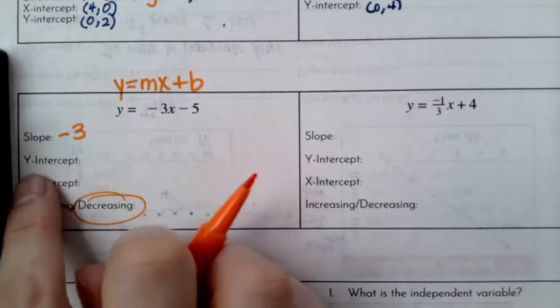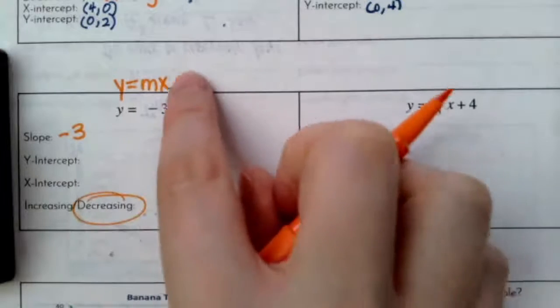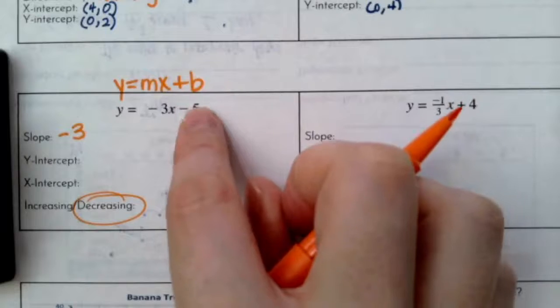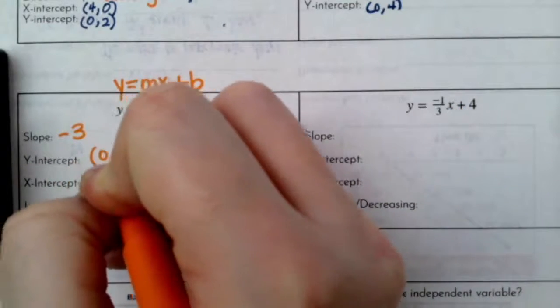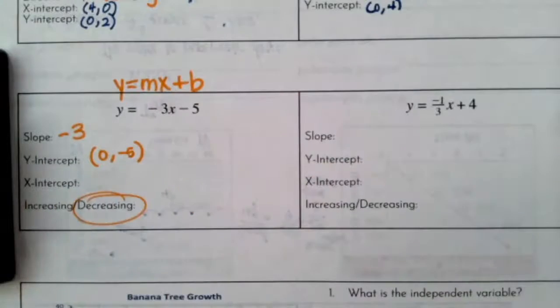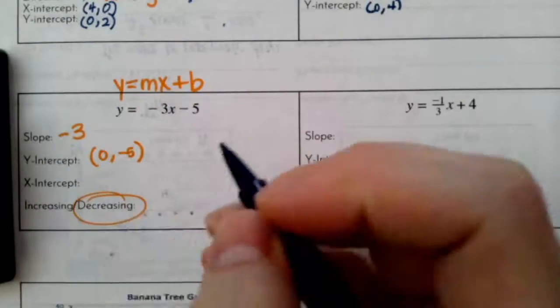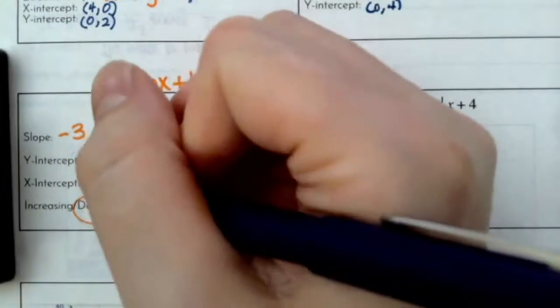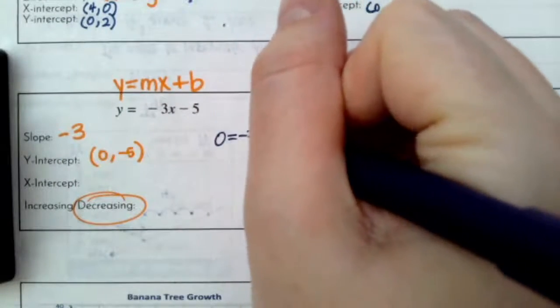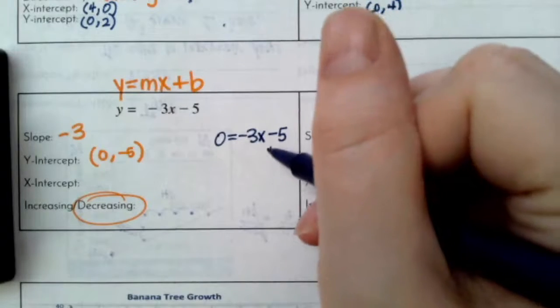Then our y-intercept is the other one that comes from the equation, which is our b value, and we just have to remember to write it as a point, so 0, -5. For the x-intercept, we have to actually do some solving, some algebra, and so for all x-intercepts, we know our y value is 0, and so we can plug in 0 for y and then solve.